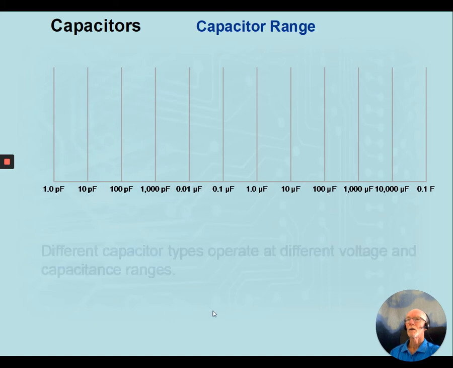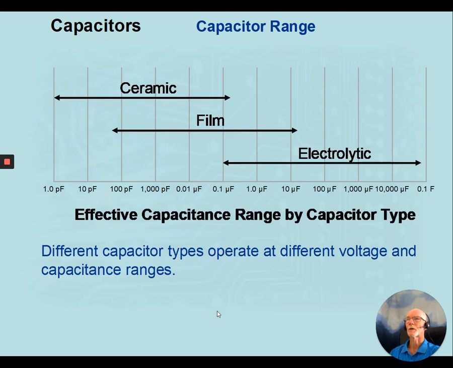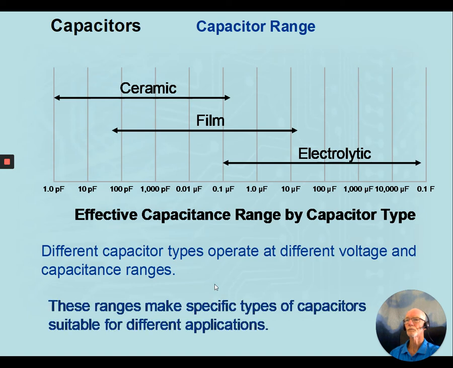The value of capacitance differs with the type of capacitor, and so ceramic capacitors tend to be very small values, from the picofarad to the millifarad range. Film capacitors in the middle here, and electrolytic capacitors are the ones that have the biggest value, often going up to, in fact, thousands of microfarads. And we select the type depending on what our application is.